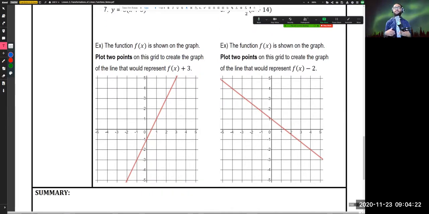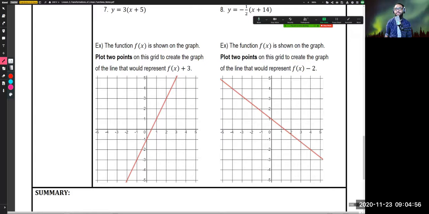The first one says, excuse me, the function f of x is shown on the graph. Plot 2 points on this grid to create the graph of the line that will represent f of x plus 3. So this is asking us to shift our graph 3 units up. All right, this plus 3 tells us we're going up, and then this 3 tells us we're going to go up 3 units. And to do this, the way we're going to start is by identifying our first y-intercept.